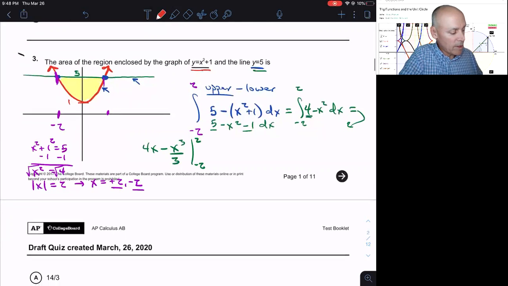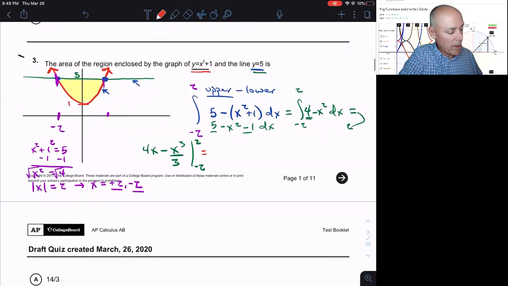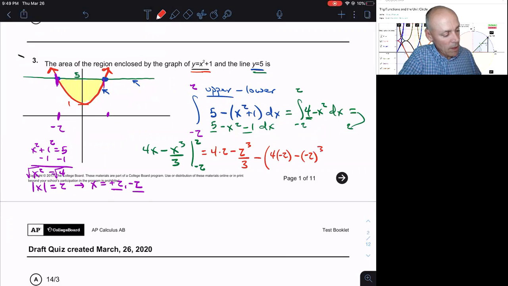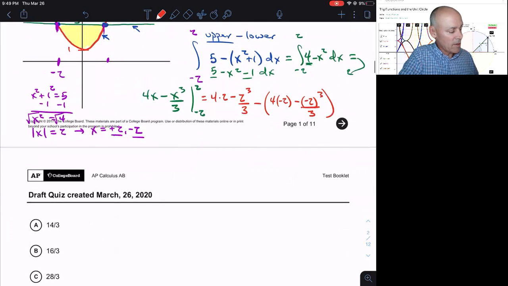Then my next step is I'm going to drop in my upper bound. So 4 times 2 minus 2 cubed over 3, minus, and I'm going to drop in my lower bound. It's going to be 4 times -2 minus -2 cubed over 3. And that is my answer.